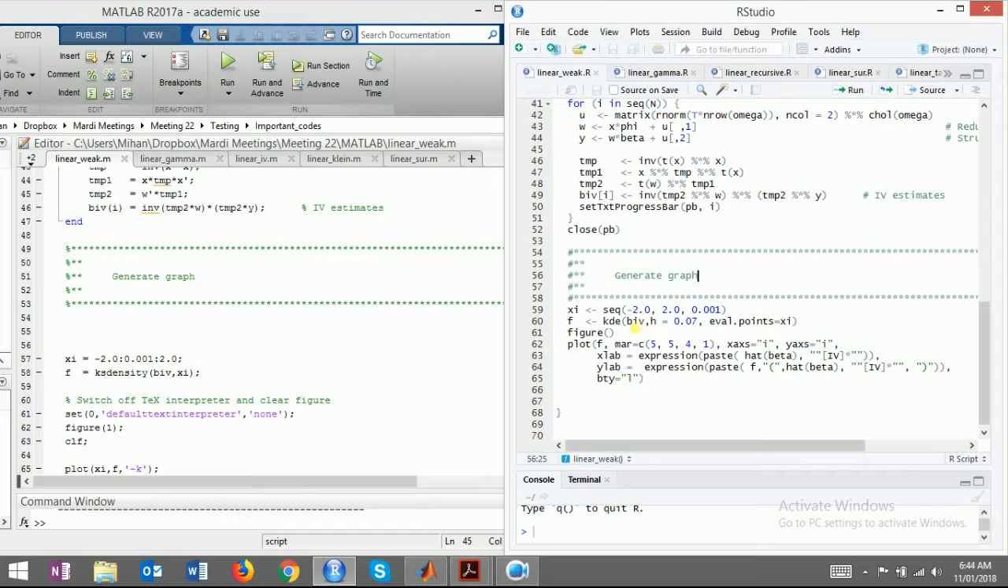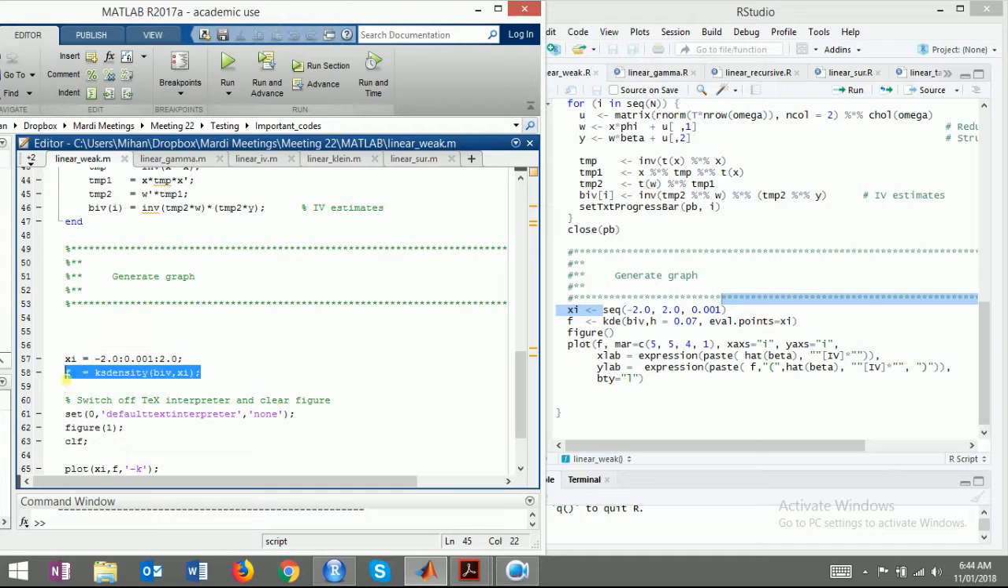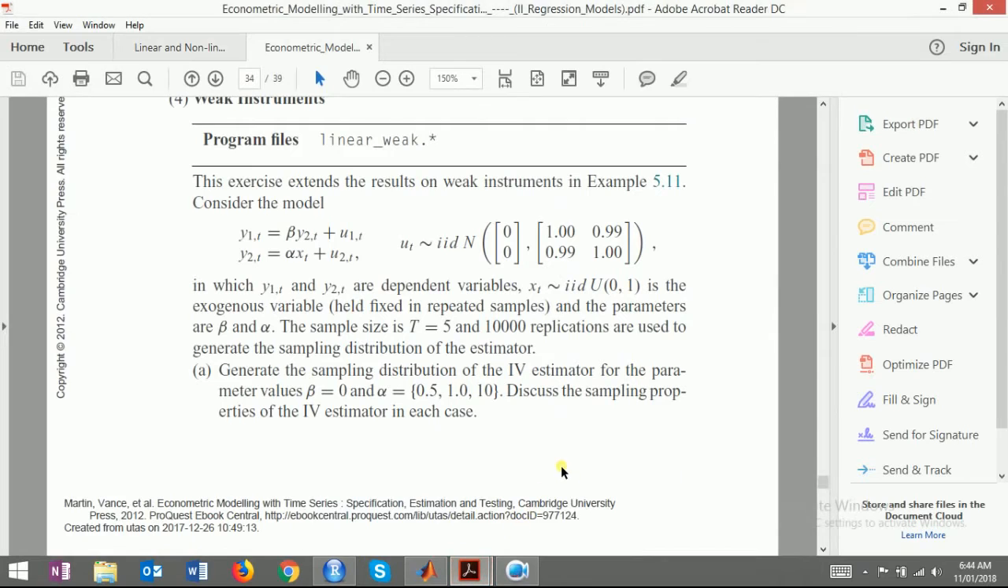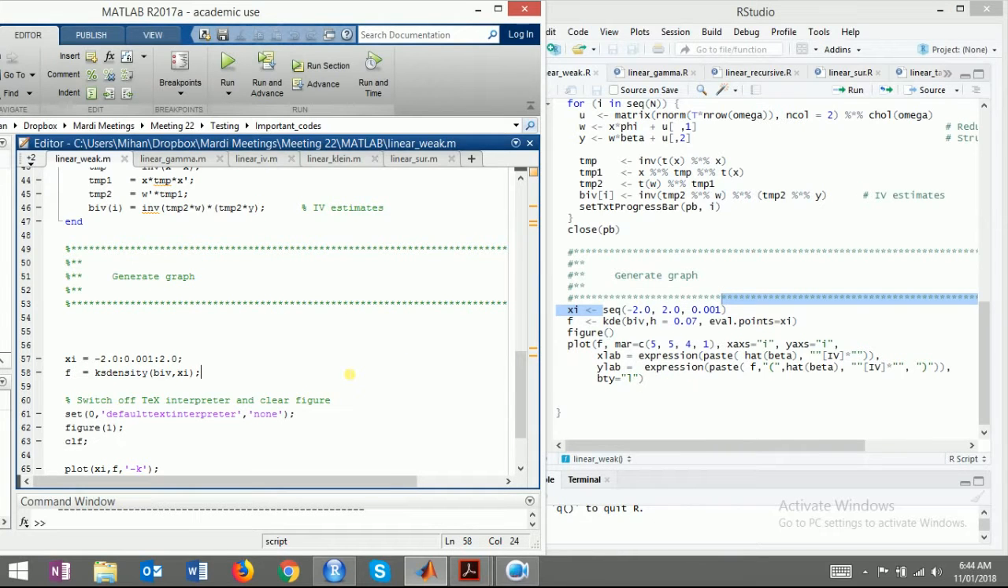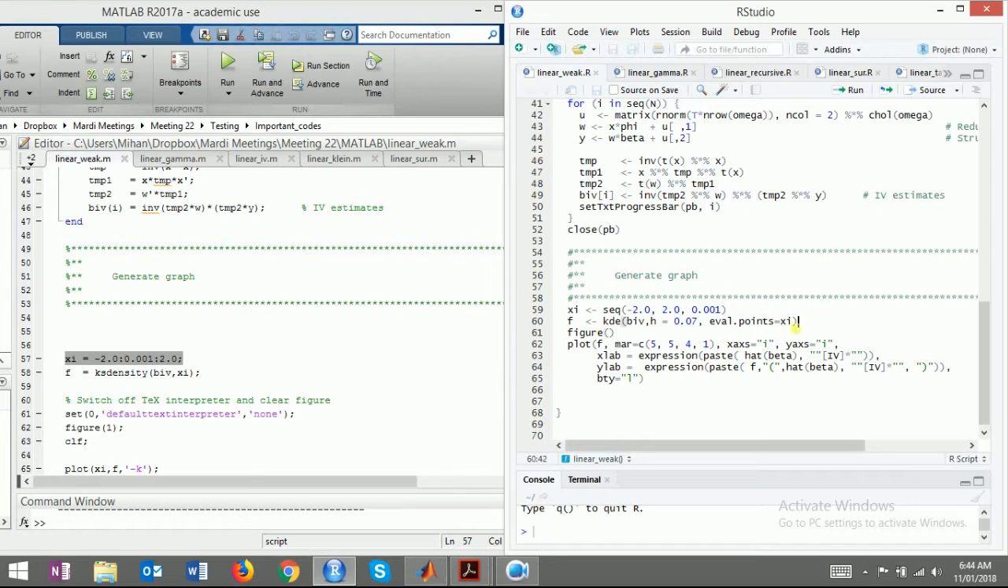So the sequence is from -2 to 2 for xi, then a kernel density function, because we want to see the density. The problem was asking us to do a graph, that's all. So we wanted to see the density of the instrumental variable estimator for xi. Okay, same thing done here.